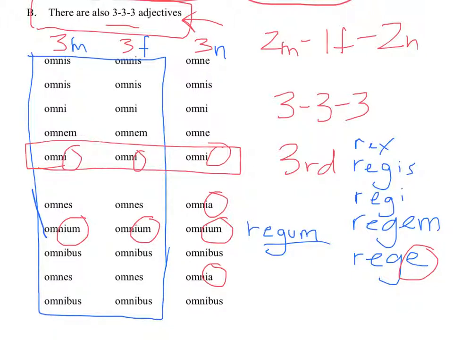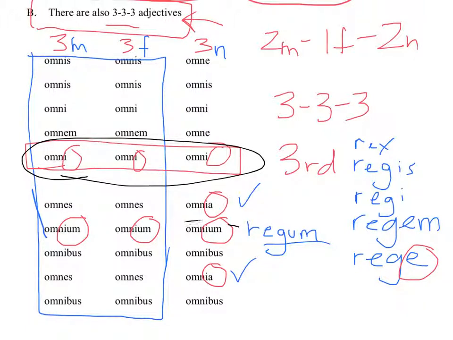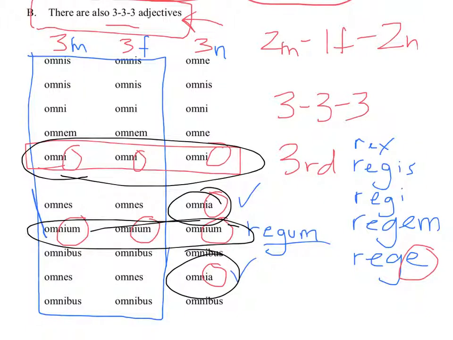Same thing for your regular third declension neuters. They would have an A as the ending rather than an IA. So this makes third declension adjectives different from your normal third declension nouns. Third declension adjectives have an I. Regular third declension nouns do not have the I right here, the I right here, or the I here and here.